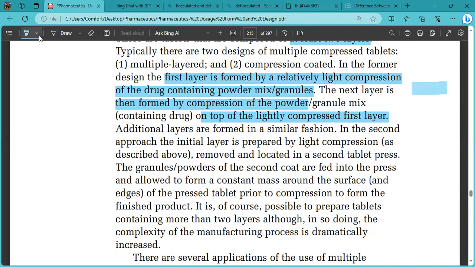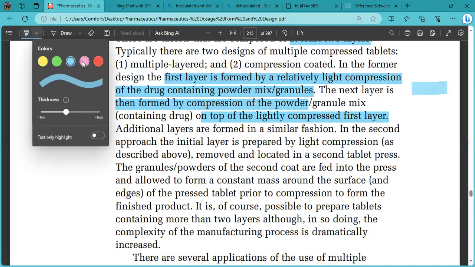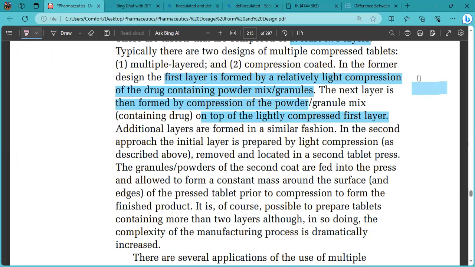And then now we add an extra layer. Then we add the next layer, which is compressed and also contains a different drug, and it's compressed on top like this. So now it forms 2 layers of drug. At the end of the day, it's one tablet. It just comprises 2 different layers.